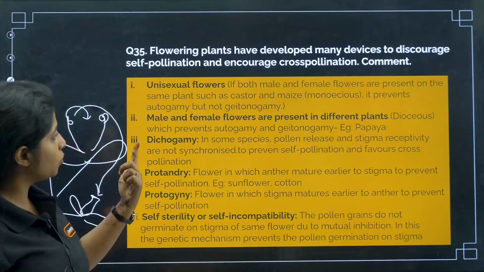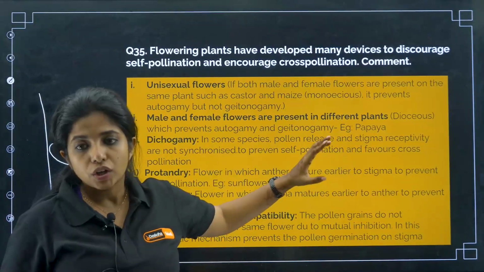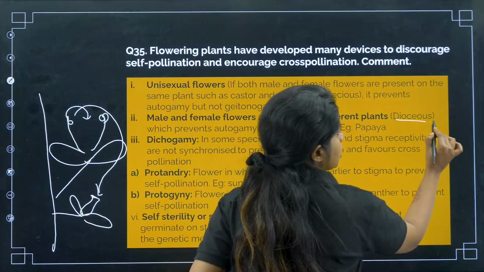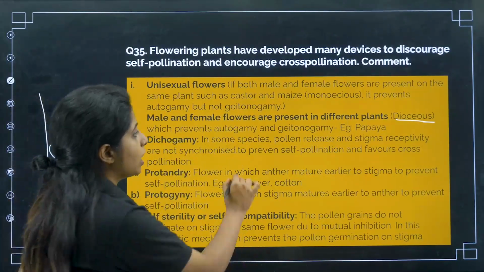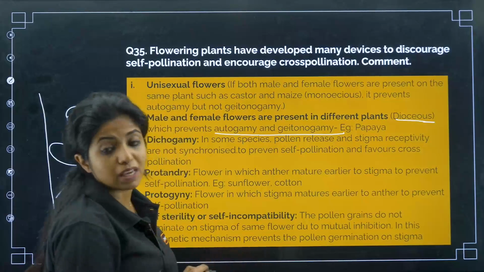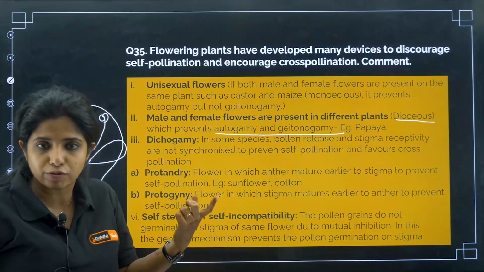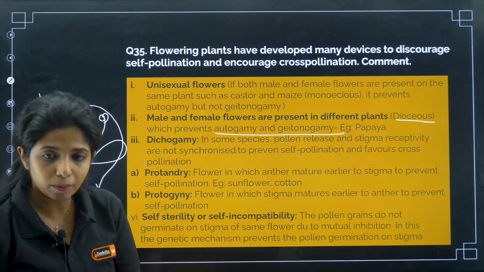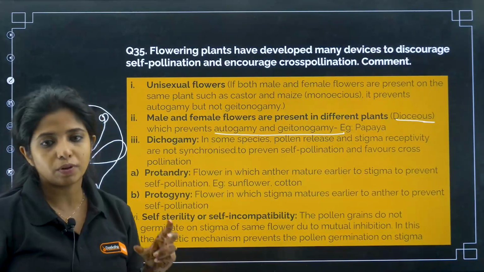What else do we have? One more option: male and female flowers are on separate plants, on two different plants. You call this the dioecious condition, and this will prevent both autogamy as well as geitonogamy. Example, papaya, my dear children. So, having unisexual plants is a better option. That means they are dioecious. They have only one sex in one particular plant.